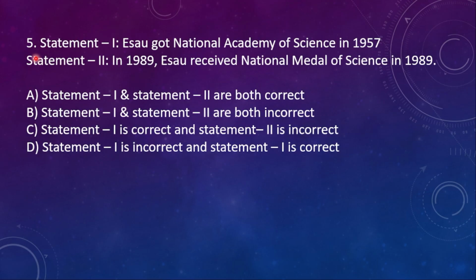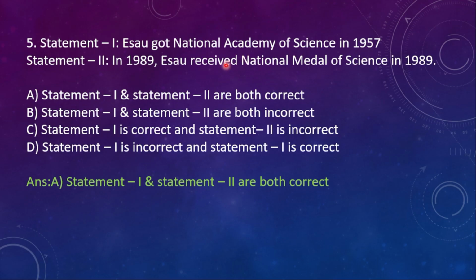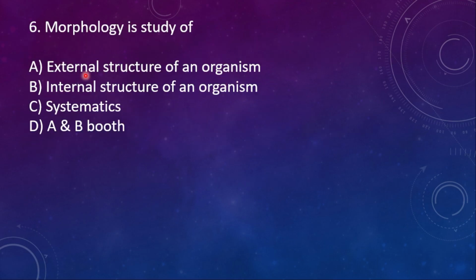Fifth question, statement 1, Esau got the National Academy of Science in 1957. Statement 2, in 1989, Esau received the National Medal of Science. So here statement 1 and statement 2 are both correct. Both statements are correct, so the right answer is option A itself.